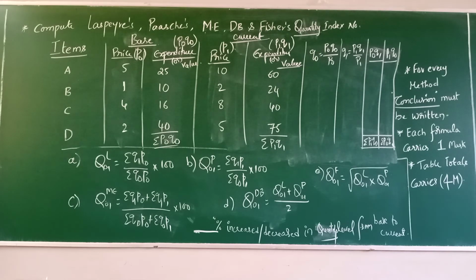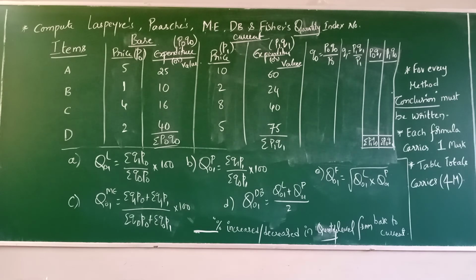So instead of asking directly price and quantity, sometimes what they'll ask? Expenditure they will ask you, or value they will ask, either in place of price or in place of quantity. Now under the base, price would be P0 and expenditure would be P0 Q0. Remember, value or expenditure is nothing but price into quantity, so under base it is P0 Q0. Here also the same thing, under current, therefore P1 Q1.